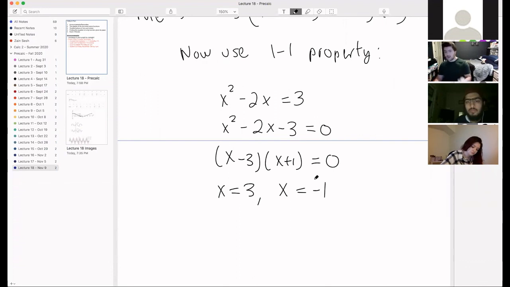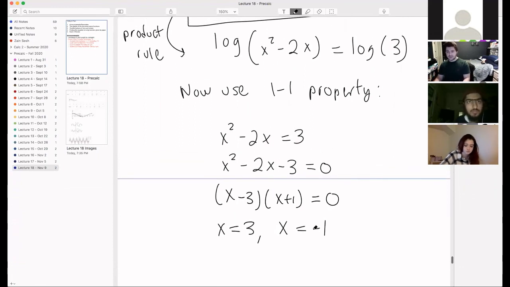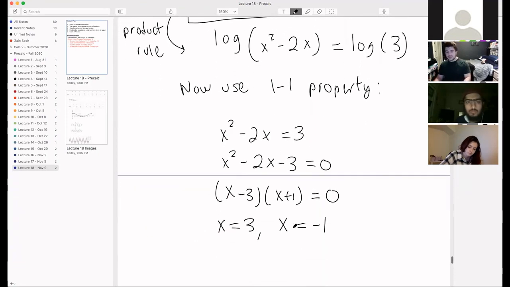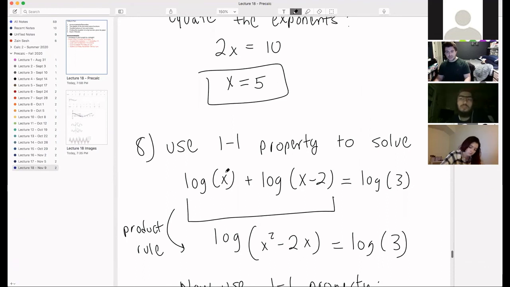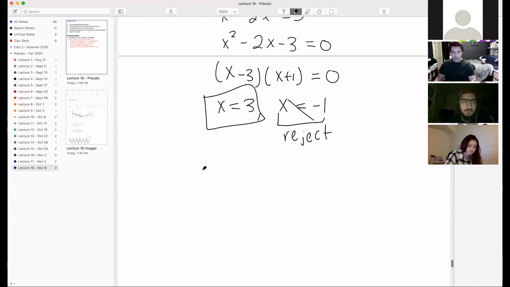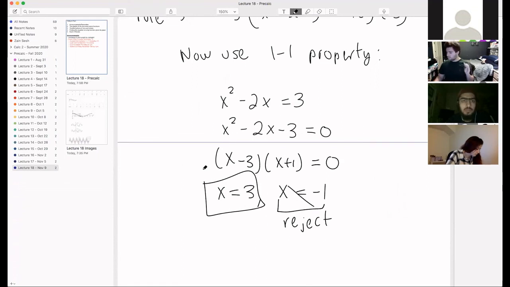Now you're not done yet. You need to see if any of these x values will create a negative inside of the input. You can see immediately, if I substitute x equals -1, this will create a log of -1. So you will reject x equals -1, but x equals 3 is all good. This will create no negatives. So the answer is x equals 3. That is all I have prepared.